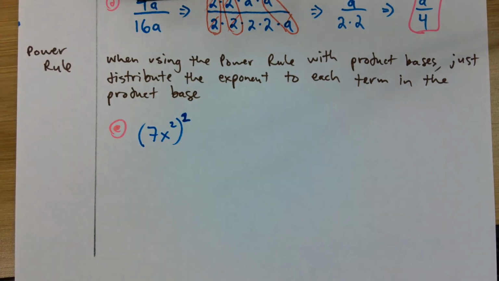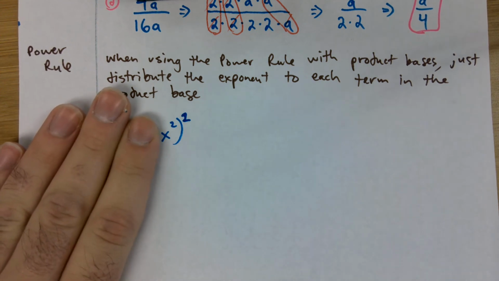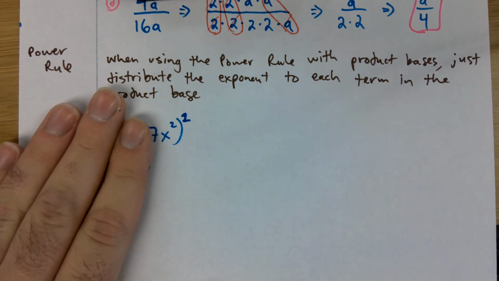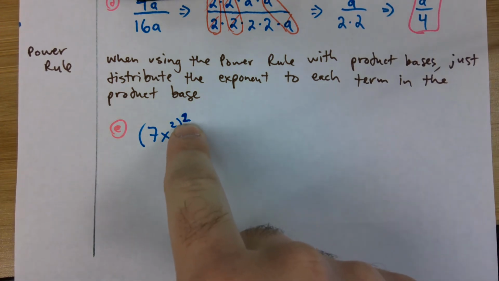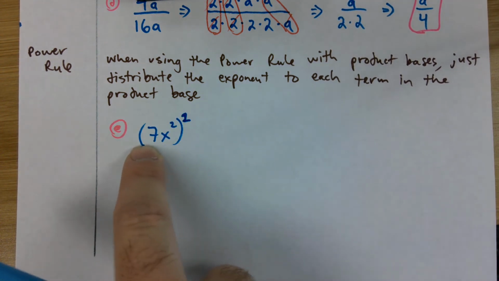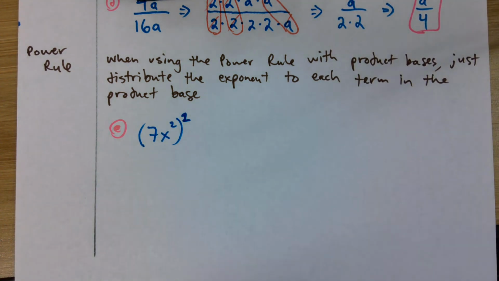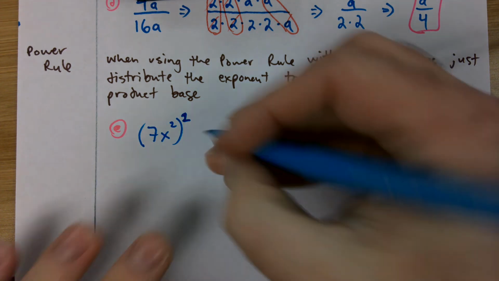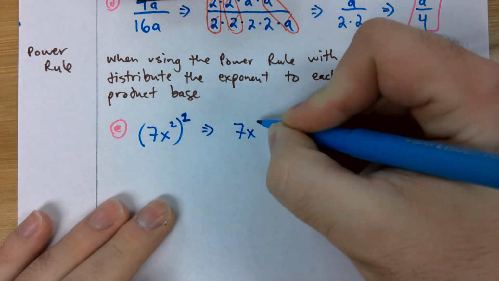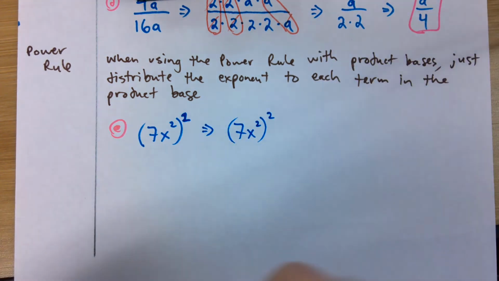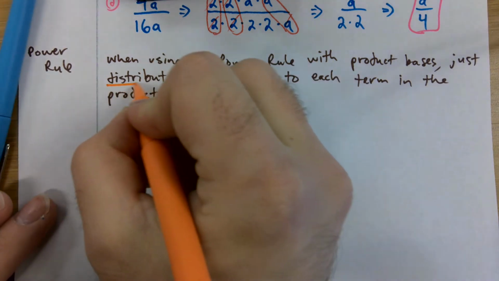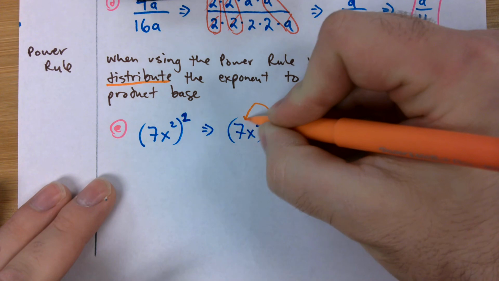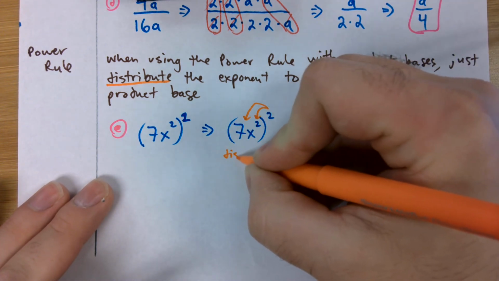So we talked about the power rule on Thursday, right? And we see x squared raised to the second power. We know to distribute that exponent and multiply them together. Now we're just going to have to make sure we distribute that outside exponent to our coefficient as well. Okay, so our outside 2 is going to get distributed to the 7 and to the 2.